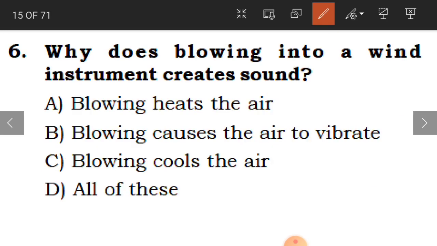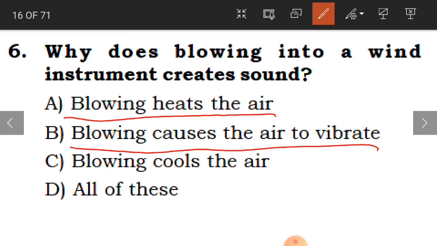The other one is the sixth one: why does blowing into a wind instrument create sound? Did you experience this, children? Blowing into a wind instrument. You might have played with this also. When you do this, it is going to create a sound. Why does this happen? Because blowing heats the air, blowing causes the air to vibrate, or blowing cools the air. And the answer is, blowing causes the air to vibrate.